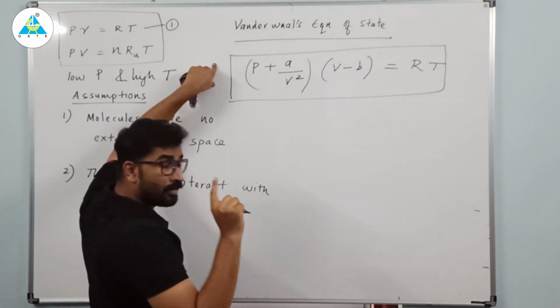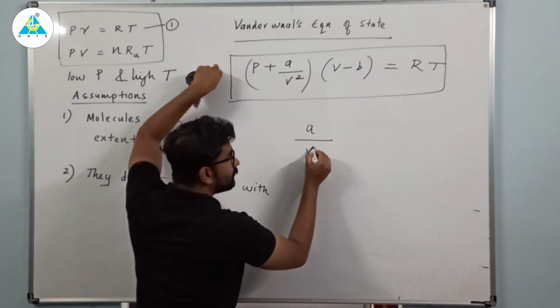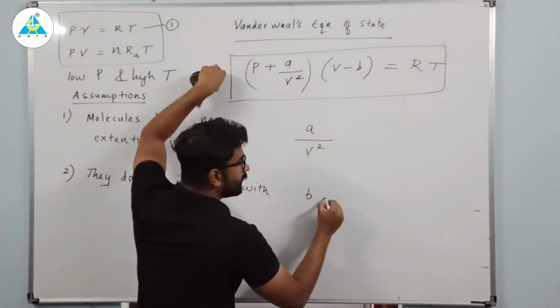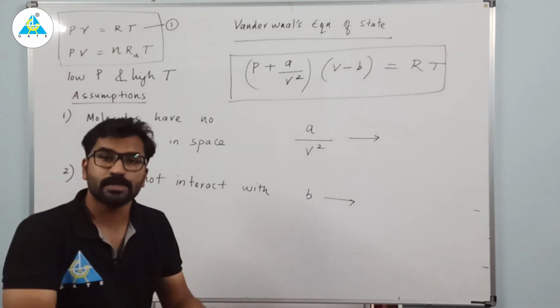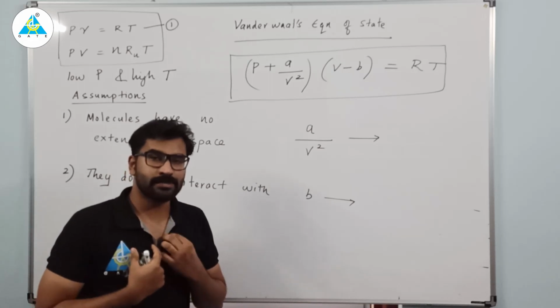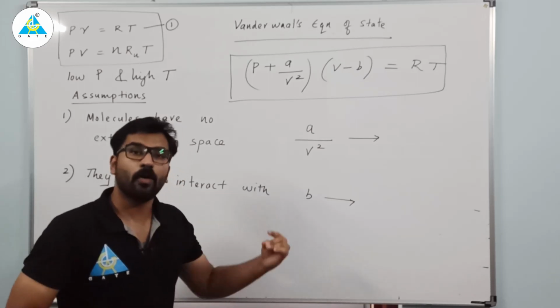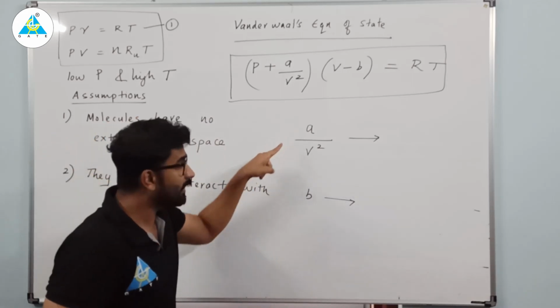What is the difference? We have added two things. That is, what are the things we have added? a/V² is added. We have added another term b. The two terms we have added, right? So what we are saying is, we can rectify all the problems or all the limitations of the ideal gas equation of state by adding two terms.